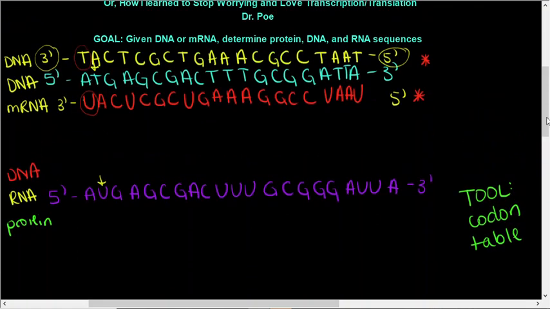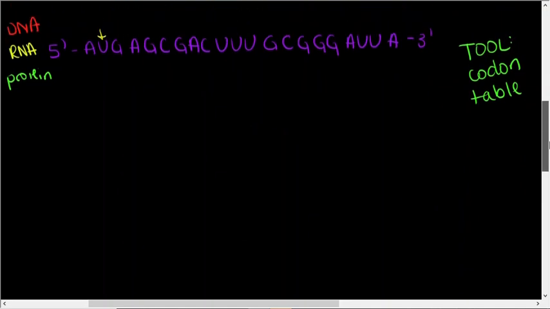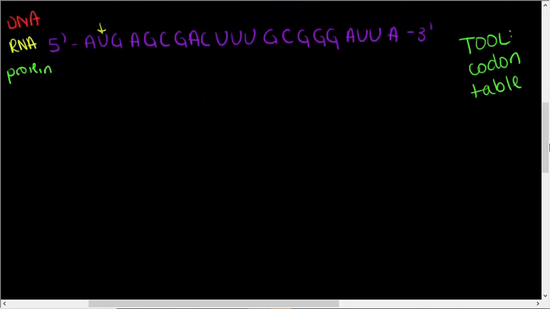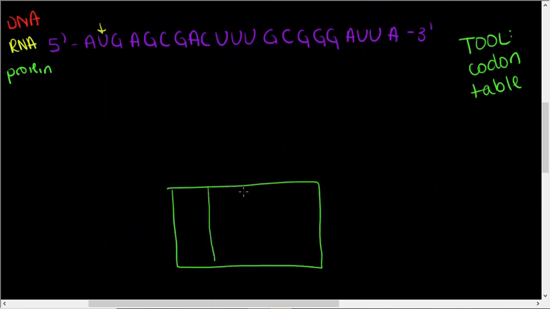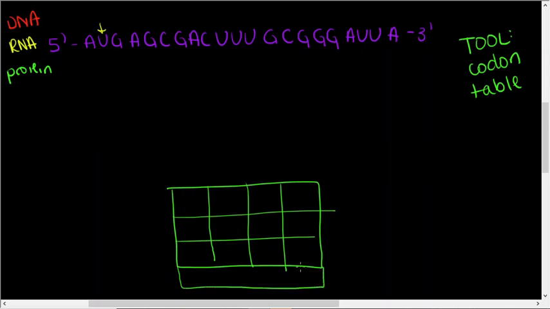Okay, so why does it keep moving on me? There we go. So in our codon table, it's going to look something like this. It's going to be a big box with four columns and a whole bunch of boxes: four rows, four columns, and in each of those, there's going to be four additional lines, three, four.